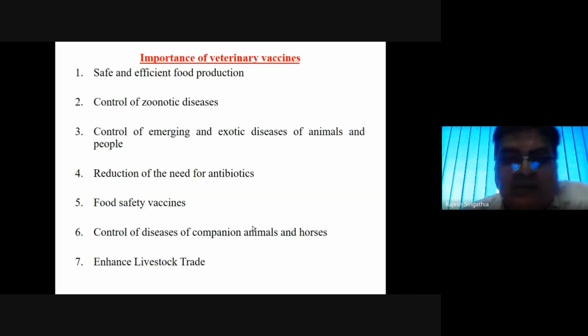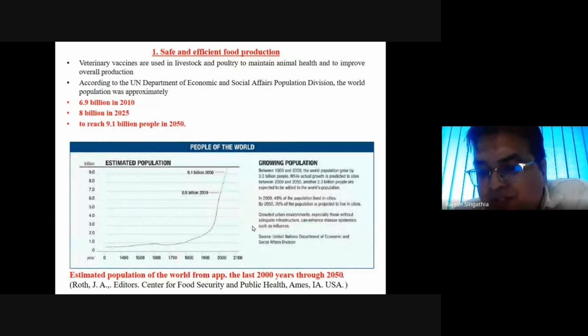The next important point is, what is the importance of veterinary vaccines? We can understand the importance by these seven points. Due to veterinary vaccines, there is safe and efficient food production, control of zoonotic disease, control of emerging and exotic diseases of animals and people, reduction of the need for antibiotics, food safety, vaccines and control of disease in companion animals and horses, and enhanced livestock trade. Now we discuss these points one by one, starting with safe and efficient food production.